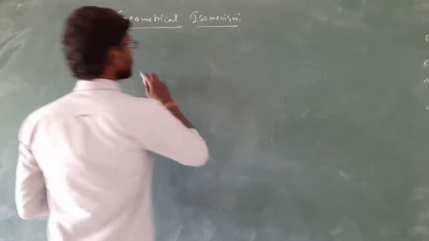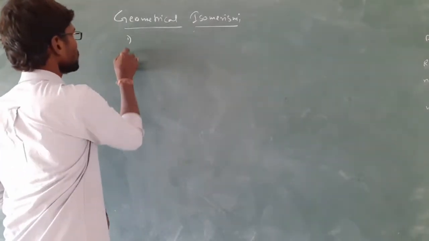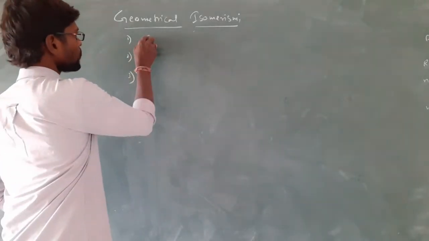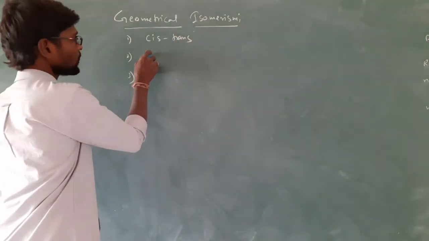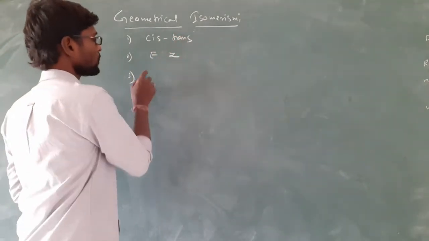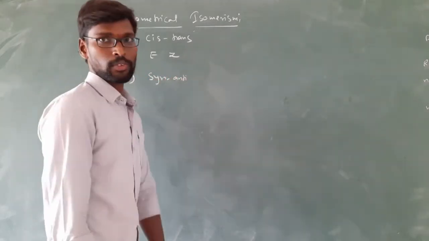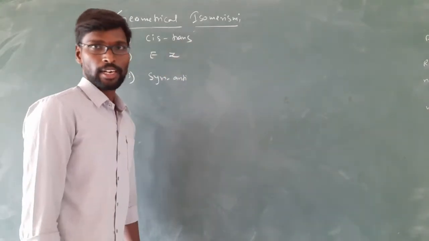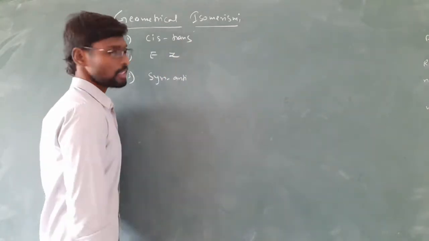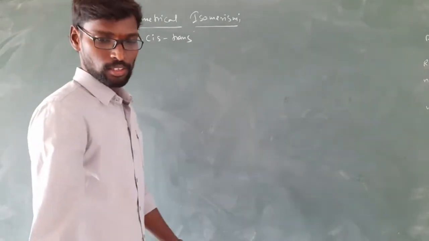Geometrical isomerism is under stereoisomerism. In this we have three concepts. First one is cis and trans isomerism, second one is EZ isomerism, and third one is syn and anti isomerism. So first we will discuss cis and trans isomerism. What is cis and trans isomerism?